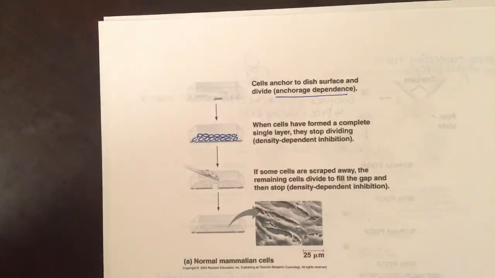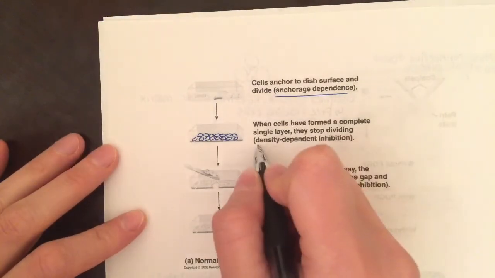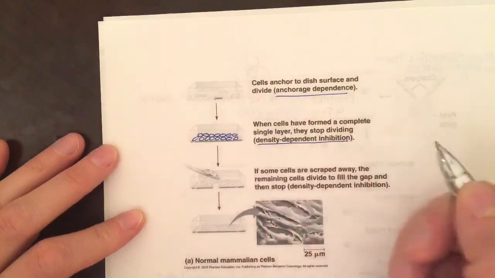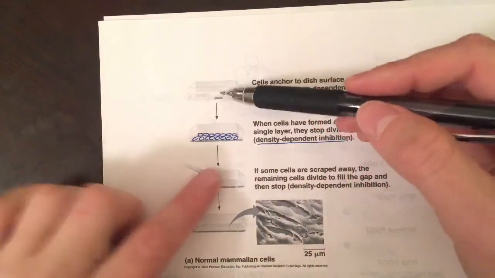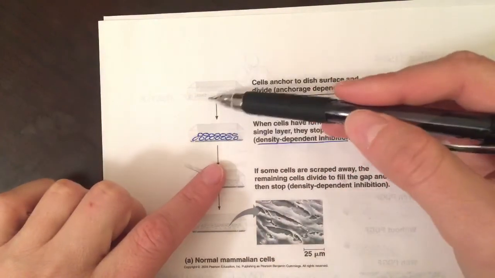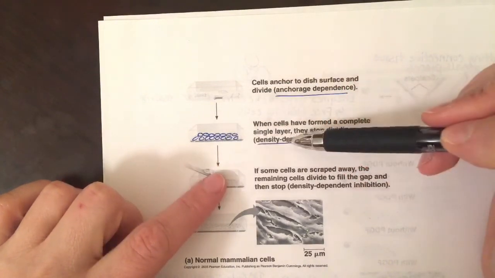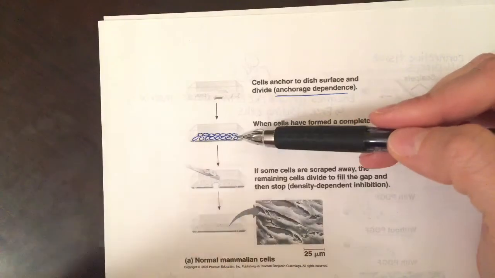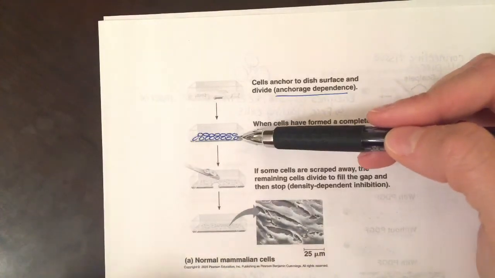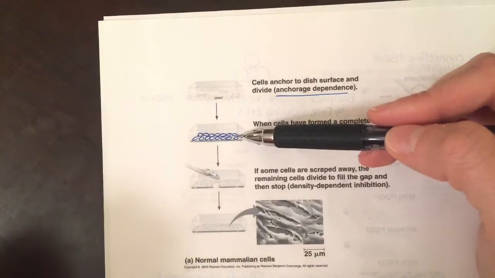And then they stop dividing. So when they stop dividing, they're exhibiting density-dependent inhibition. So this is how normal cells behave, where they divide when they're attached to something, and then they keep dividing until there's no more room, and they stop dividing. So then they enter into that kind of G0 phase.